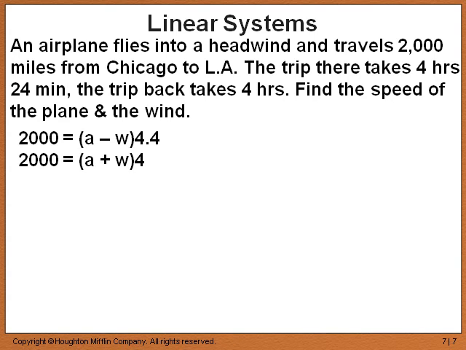So these are the equations. 2,000 equals a minus w times 4.4. 2,000 equals a plus w times 4. All right, where did we get that? Well, the 2,000 is because 2,000 miles.